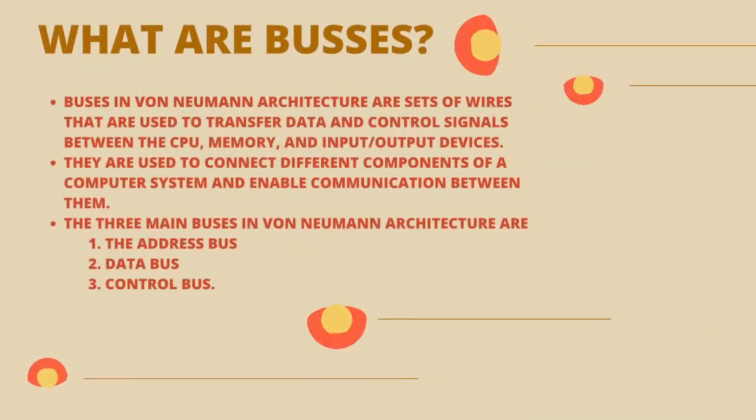Now we will see what the buses are. Basically, buses in von Neumann architecture are a set of wires that are used to transfer data and control signals between the CPU, memory and input-output devices. They are used to connect different components of a computer system and enable communication between them. The three main buses in von Neumann architecture are: first, the address bus; second, the data bus; and third, the control bus.